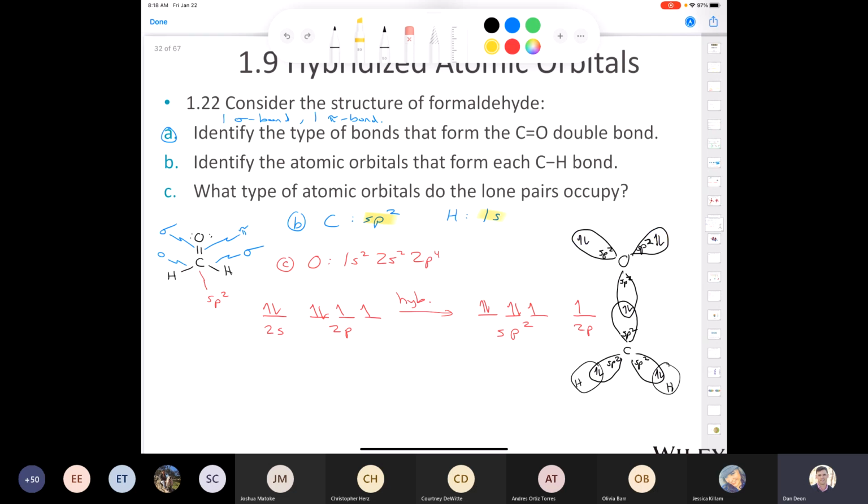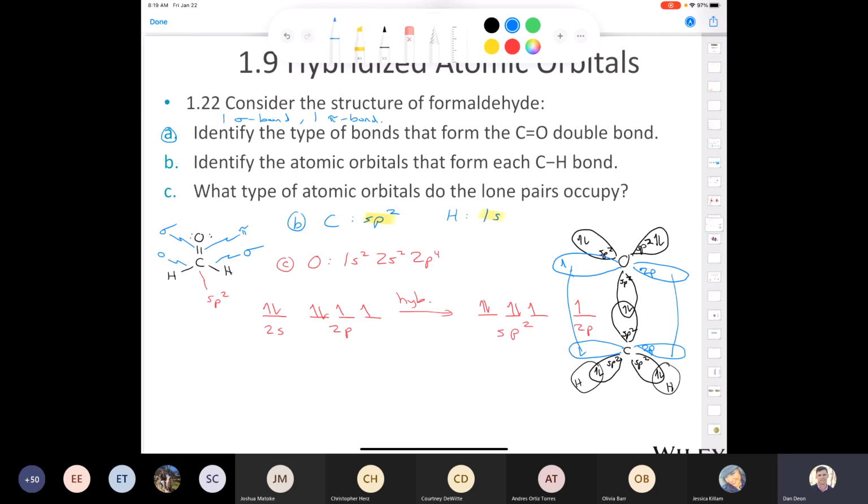Now the pi bond I haven't drawn, and I'll do my best to draw it in for you. I'll draw it in blue. So the pi bond means we're going to have an unhybridized 2p orbital here with an unpaired electron. And then in the carbon, we also have an unhybridized 2p orbital here. Again, this is Mr. Dion's best drawing here. And we know that those are going to connect like that to make our pi bond.